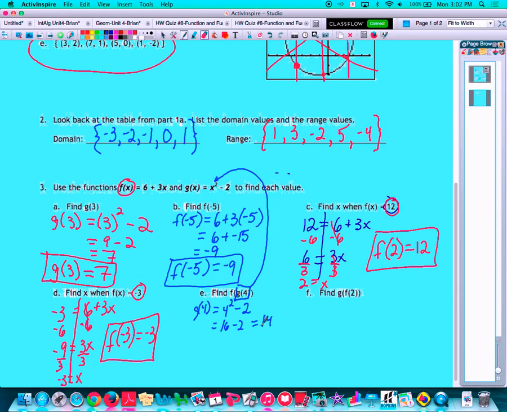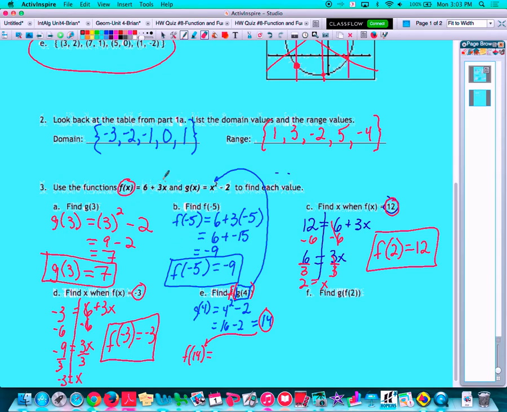Now, in the previous problems, we were done at that point, but now, since it's a composite function, we have to look at the f part. So we now know that g of 4 is equal to 14, but now we have to put that into the f function, because composite means it's one function inside of another function, so now we have to do one more step here. So we have to put 14 into the f function.